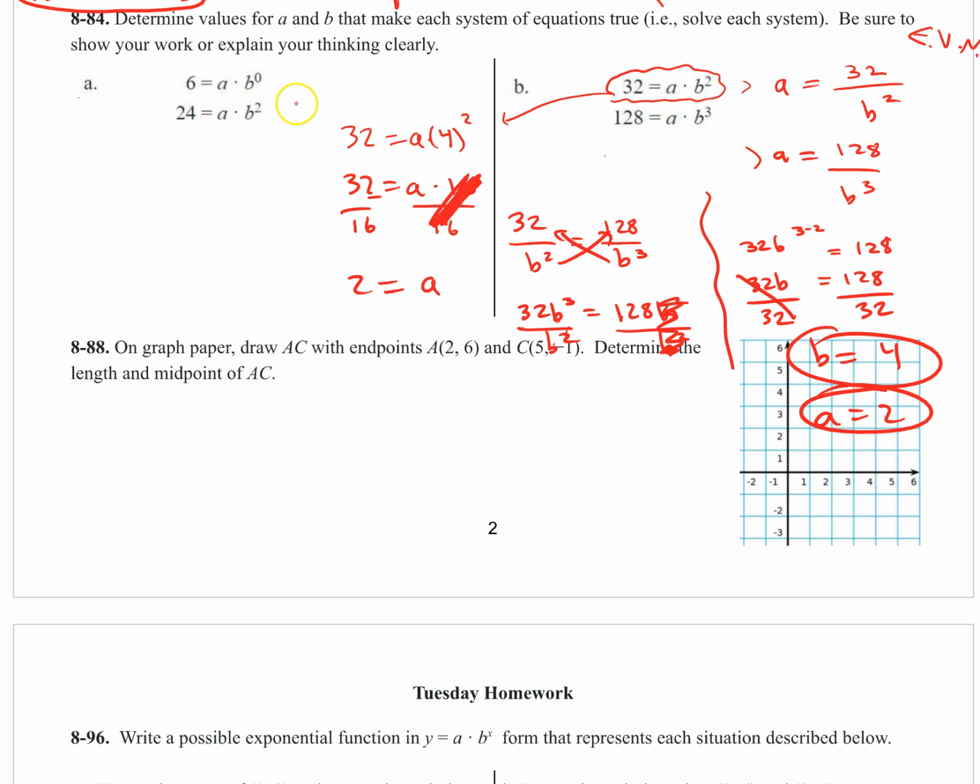Now a little shortcut for a is, anything to the power of 0 is 1. So this top equation is just 6 times a. 6 equals a times 1. b to the power of 0 is just 1. a times 1, anything times 1 is itself, so a times 1 is just a. So there's a little shortcut on a. They give you the a value right away, so you can plug this into the next one to find b.